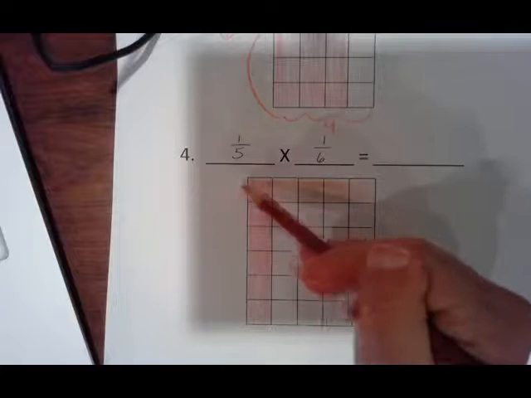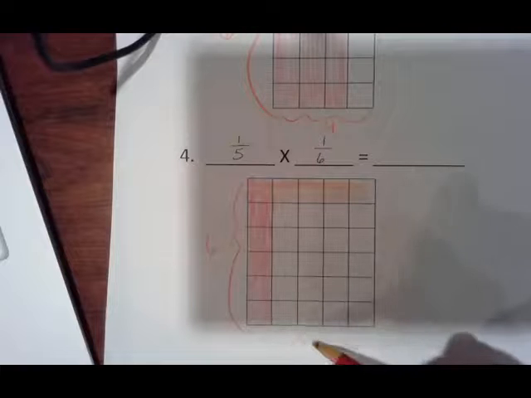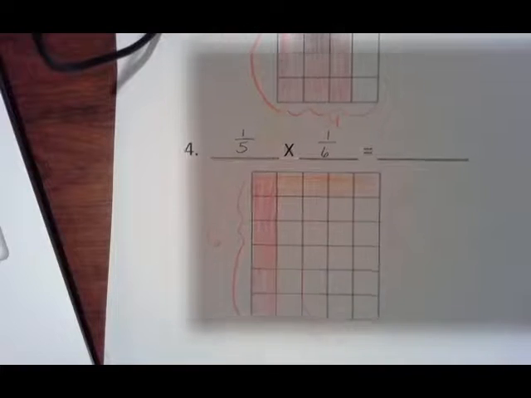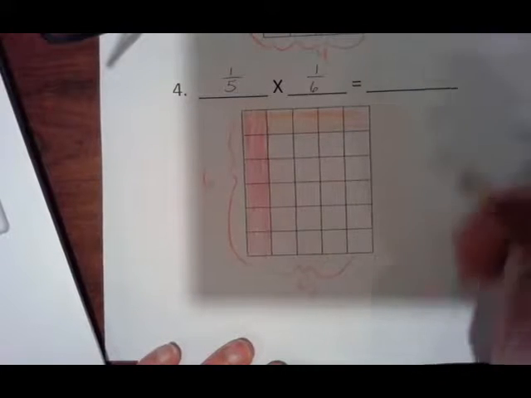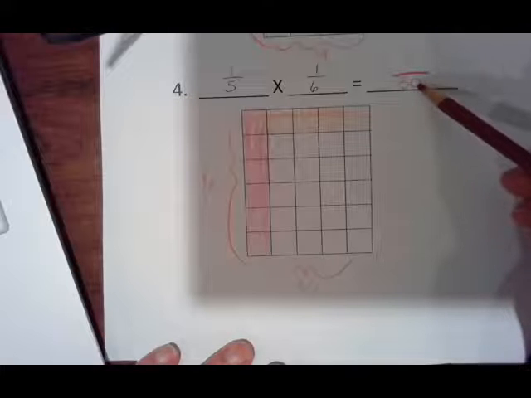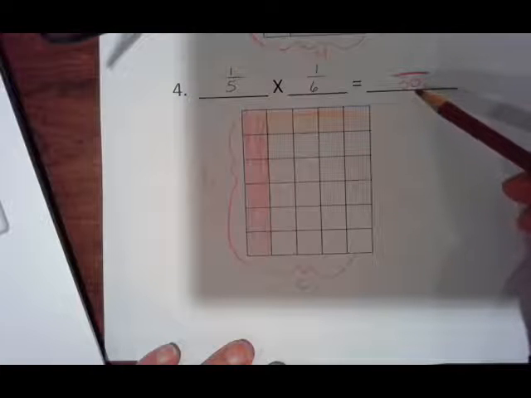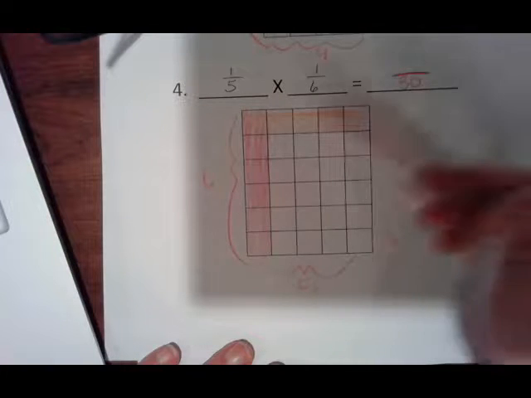Okay, so remember your arrays. I have 6 that way. I have 5 that way. With arrays, you multiply. 6 times 5 is 30. So I have a total of 30 squares. A fraction is always out of the whole. And how many of the 30 squares are shaded in with both colors? Just 1.